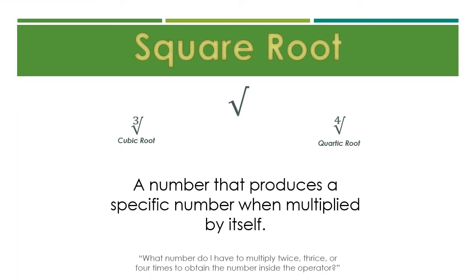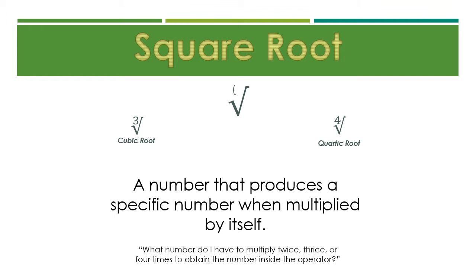These are all roots. The square root has this imaginary 2 right here that you can't see. And we have a cubic root and also a quartic root. What we need to ask ourselves whenever we see a root is this question right here. What number do I have to multiply twice in the case of square roots, thrice for cubic roots, or 4 times for quartic roots to obtain the number that's inside of the operator?